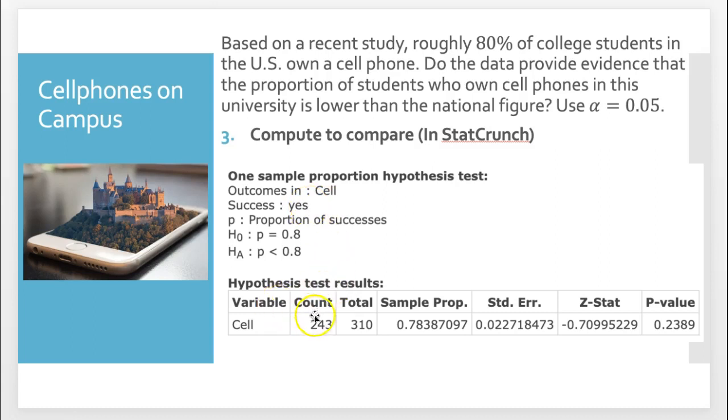Okay, and so here the count means 243 students said yes, they had a cell phone, out of the total number, which is 310 in our sample. So if we do 243 divided by 310, you get your sample proportion, which is 0.7838. This 78.38% is definitely less than 80%, but is it significant? So what we need to do is compare. We take the difference of 0.7838, the sample proportion, and the null hypothesis proportion.